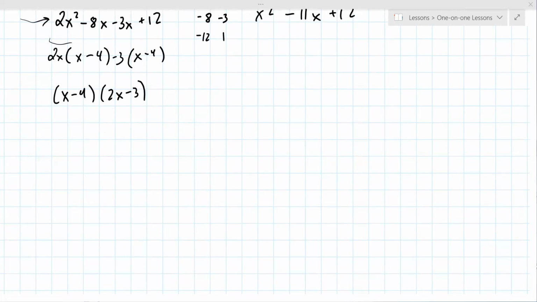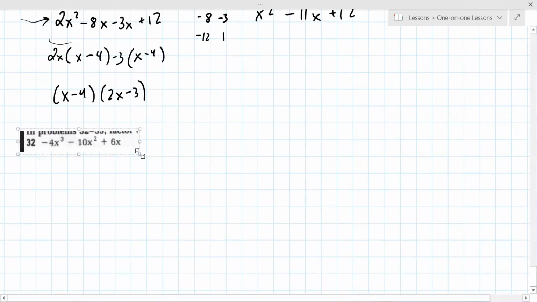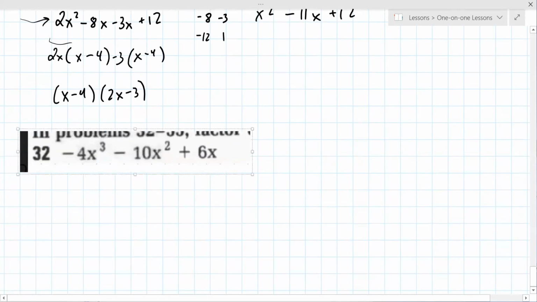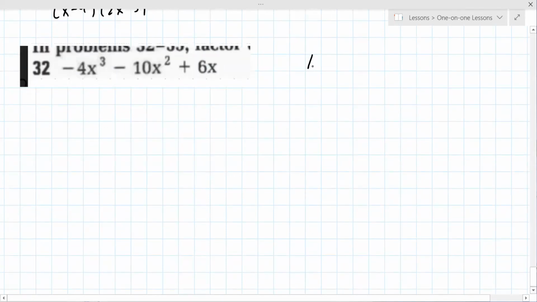Okay. And 32, this is something that I really emphasize: the very first type of factoring you always do is GCF. So above all else, this has to be your guiding list. Does this thing have a GCF? And the answer is yes. What is the GCF here? 2. 2, but I'm going to put a negative because there's a negative out in front.